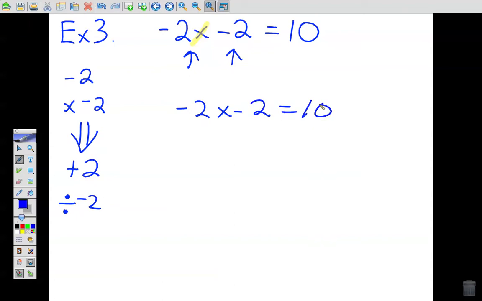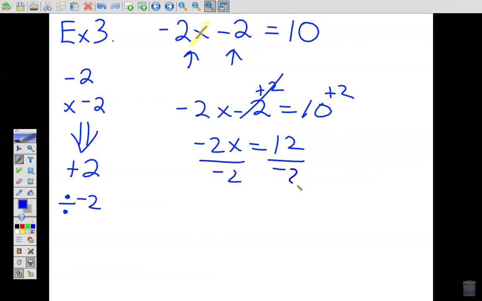Let's see, subtract 2, so I'm going to add 2 to both sides to keep that science balance balanced. Subtract 2, add 2, they cancel, so I have -2x equals 12. Now what are they doing to the letter? What are they doing to x? Well, they're multiplying by a -2, I'm going to divide by a -2. -6.